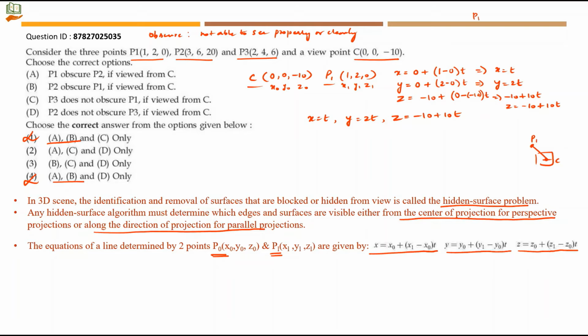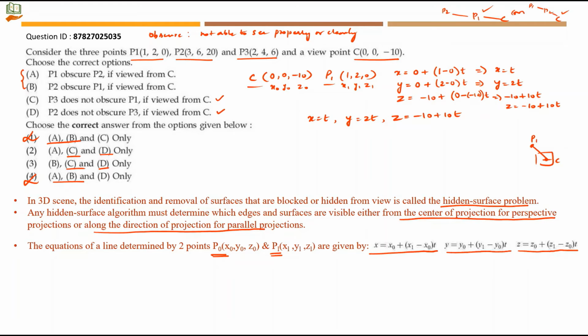So take this to be P1 and take this to be P2. Seeing from C, either this should be the case or C, P2, P1 should be the case. Both cannot happen. So this is about A and B. You have to find which is true from A and B. From this we can understand C and D are perfectly right. So these two are correct.